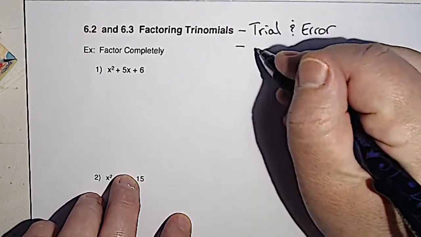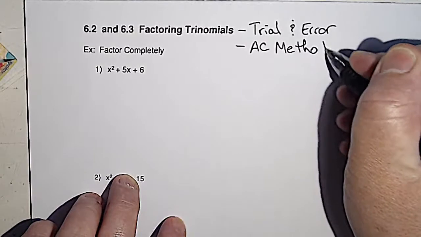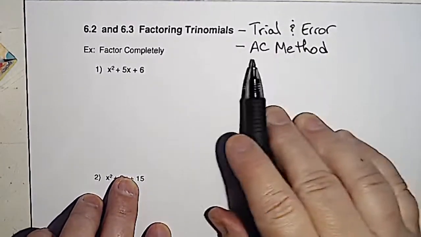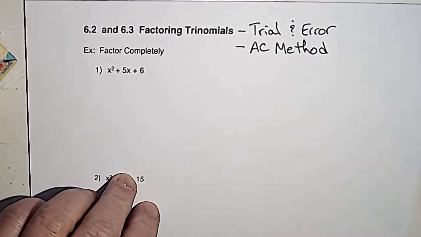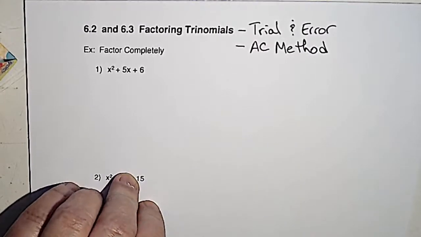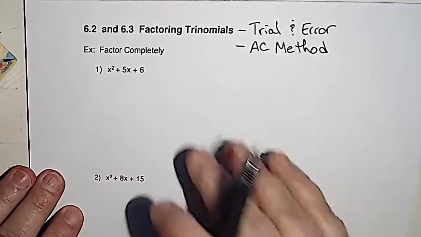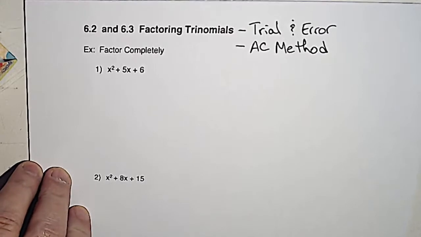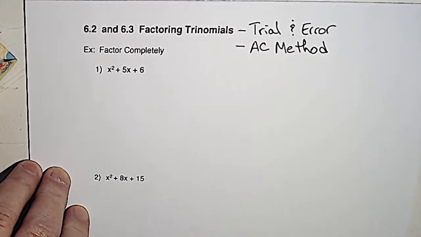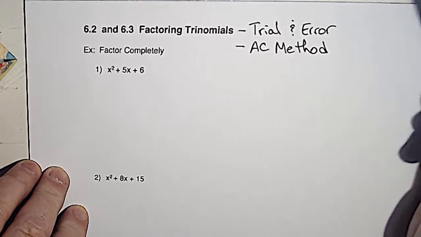And then there's also something called the AC method. It has a lot of names, and I'll show you how to do this one as well for some of the harder polynomials. But I am going to stick to trial and error for all the polynomials on this page because it is pretty fast, and I think trial and error is actually the method that teaches you the most.